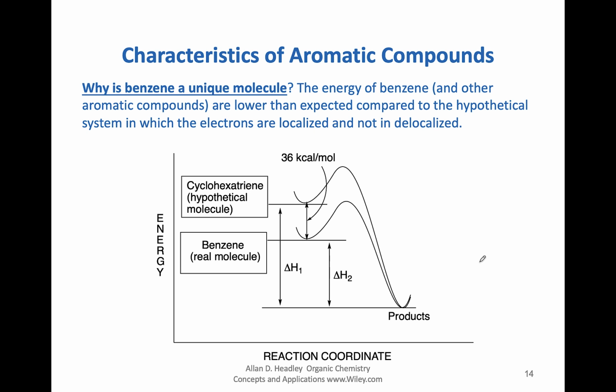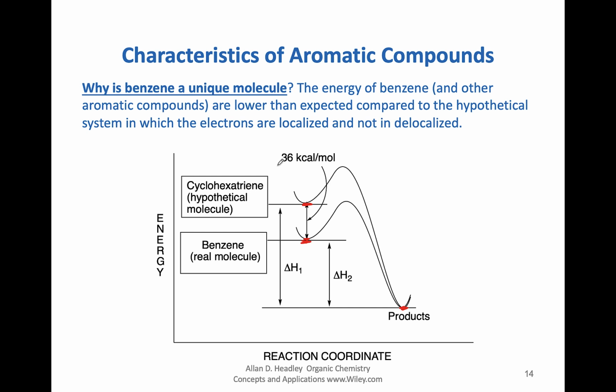Okay, so let's look at this in terms of the energy profile. Why is benzene such a unique molecule? As I mentioned, they are exothermic reactions. So here is the hypothetical cyclohexatriene. It goes to the product cyclohexane. And here's the benzene. It liberates much less heat and goes to the same product. So therefore it is stable or lower on the energy diagram compared to expected.